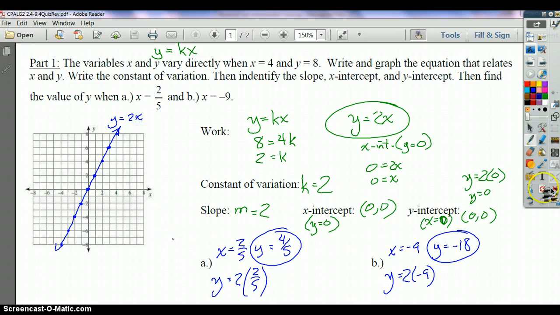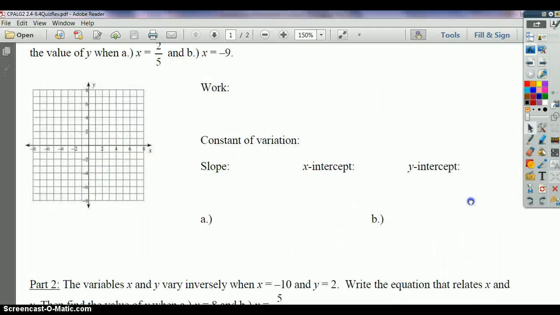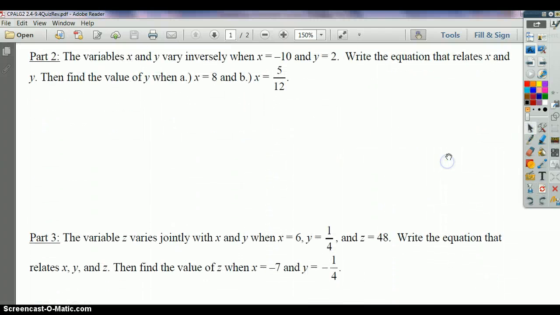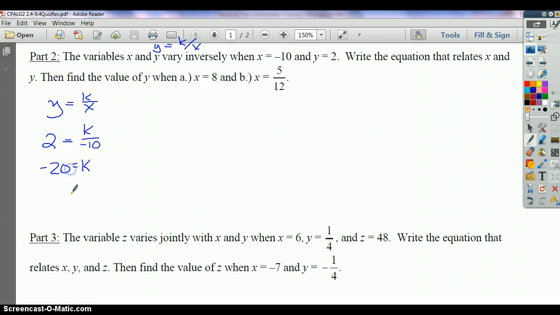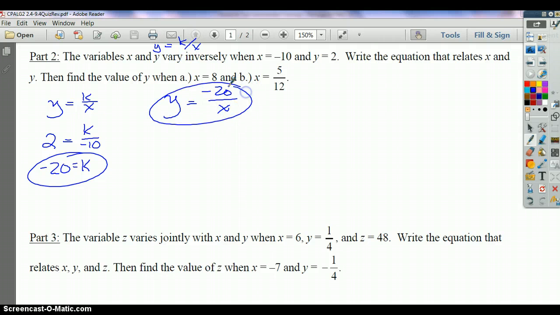Let's jump down here to the middle guy, which is dealing with inverse variation. So again, when you read this, say y varies inversely with x. So I'm doing y equals k over x. Looks like y is 2. X is -10, so if I solve this, k is equal to -20. So my equation is y equals -20 over x. All right, there's my equation.